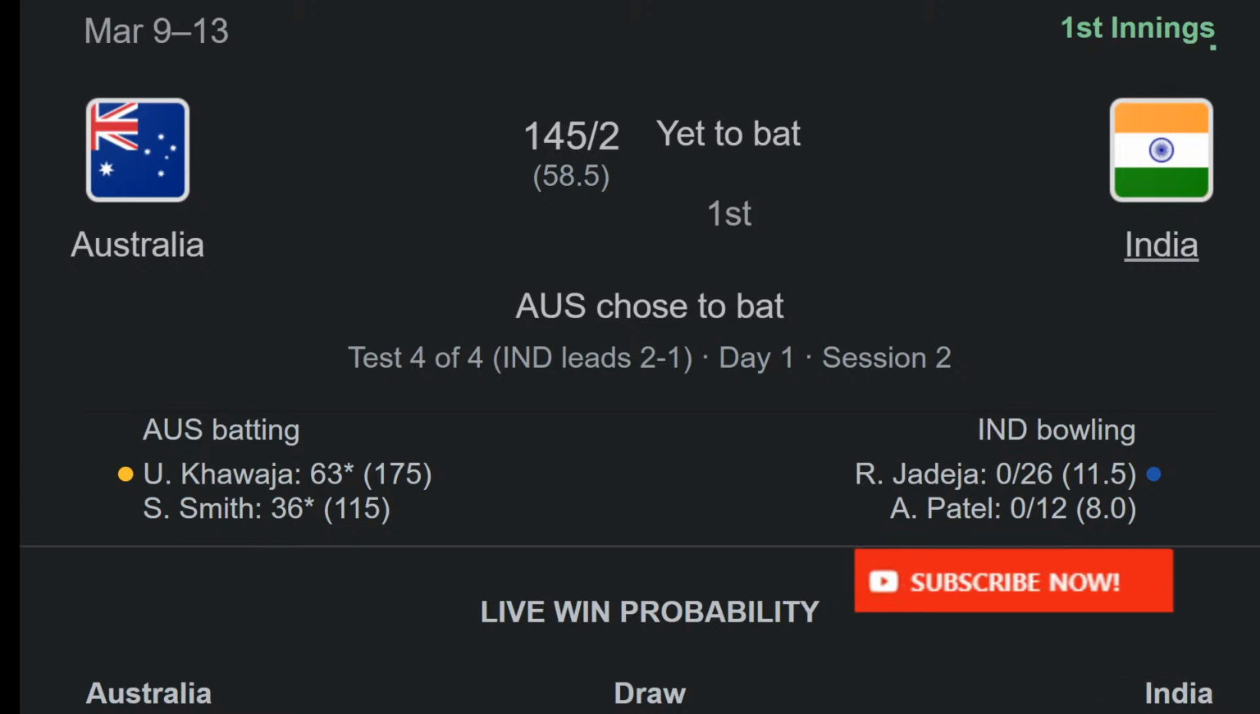The 59th over has been completed and Australia scored 145 for the loss of 2 wickets. Usman Khaja 63 and Steve Smith 36. Two not out batsmen, 2 wickets down. One is Travis Head and another is Labuschagne.